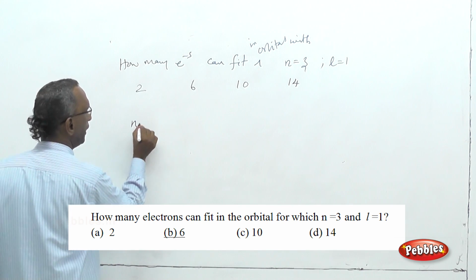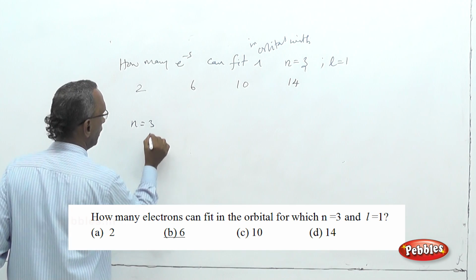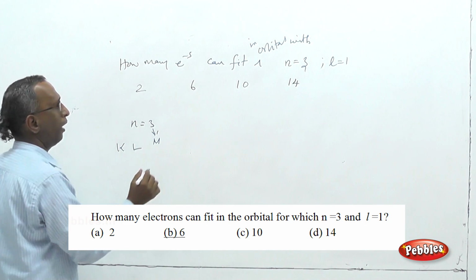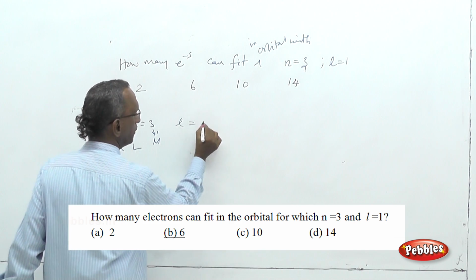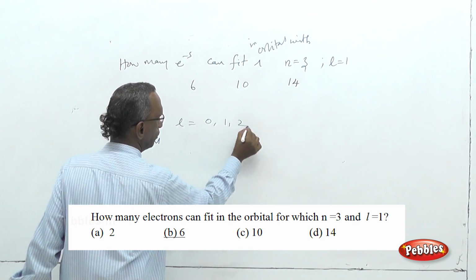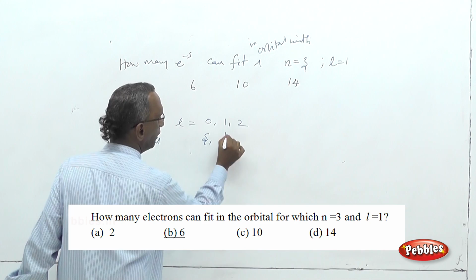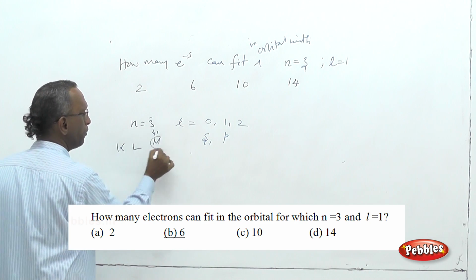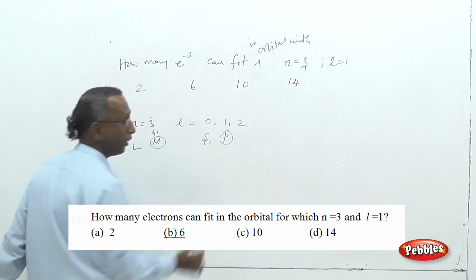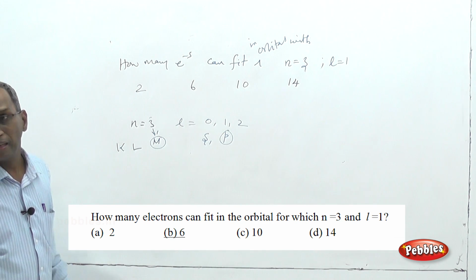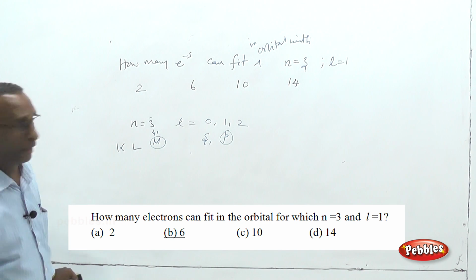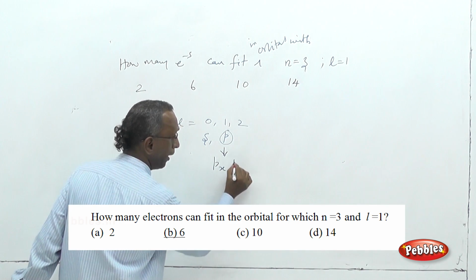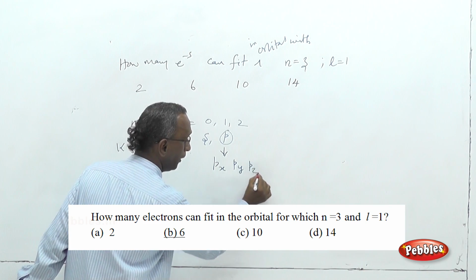First, n equal to 3 means K, L, M shell, and l equal to 1, which is the P orbital (l = 0 is the S orbital). So the electrons are in the M shell and P orbital. But we have studied that there are 3 types of P orbital: Px, Py and Pz.